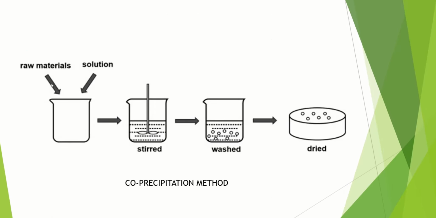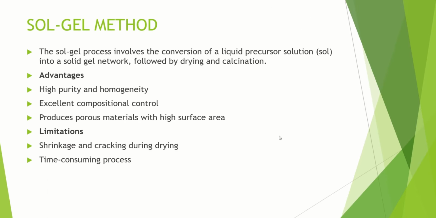Here's the process. Mix your raw materials to make a solution. Stir it while adding the precipitating agent. Wash the particles to remove any impurities and then dry it to get your final nanoparticles. So super straightforward, which is why it is a favorite in industry.